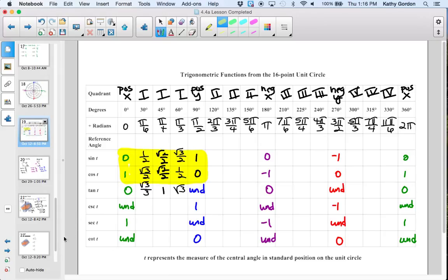I love it. So, part of what I'm going to ask you to do for Monday, along with whatever remaining problems you have, and we're going to practice a couple in just a minute, is to complete this table. One thing you need to realize, anything on the axis is not going to have a reference angle.